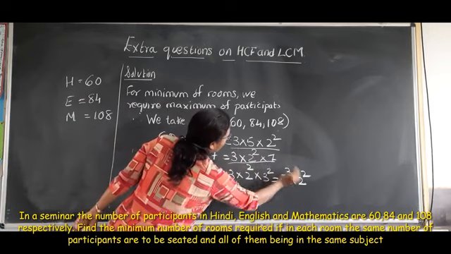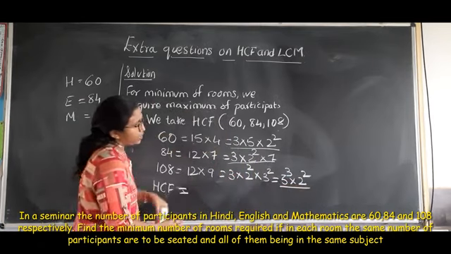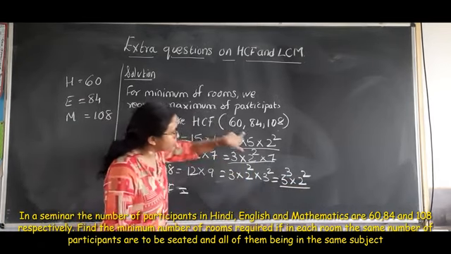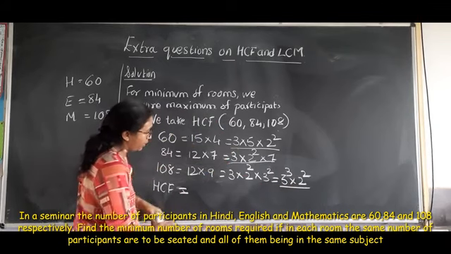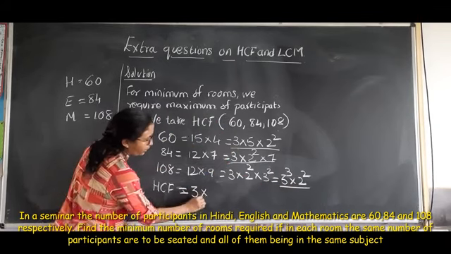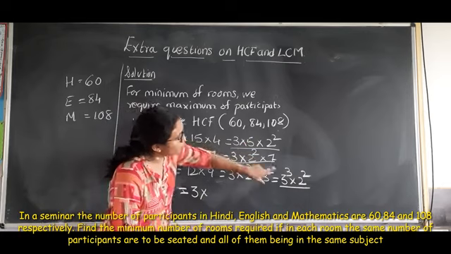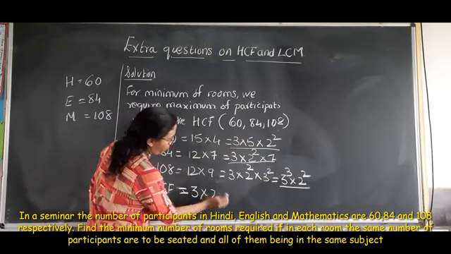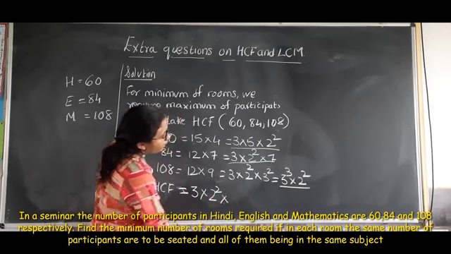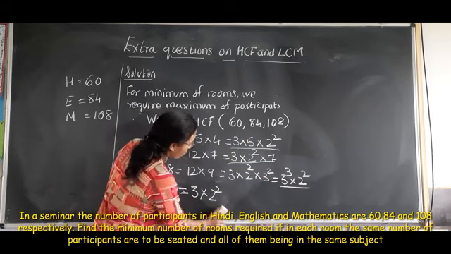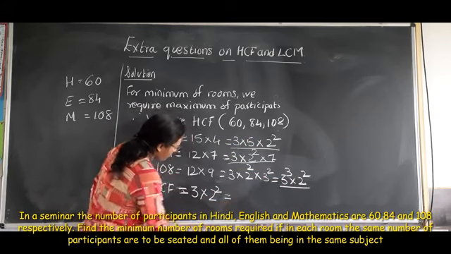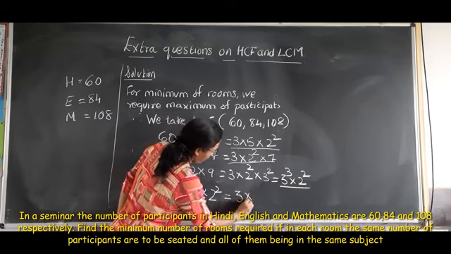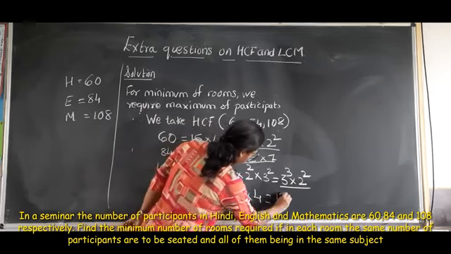Let's concentrate only on this last step. Here 3 is common, and the smallest common power is 1, so I will take 3 to the power 1. Coming to 2, 2 is also common, and we have 2 square itself, so we take 2 square. So common is over. We have 3 into 4, that is 12.